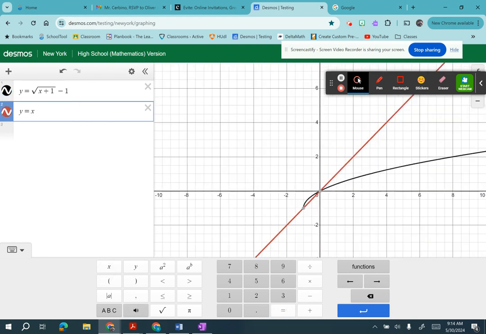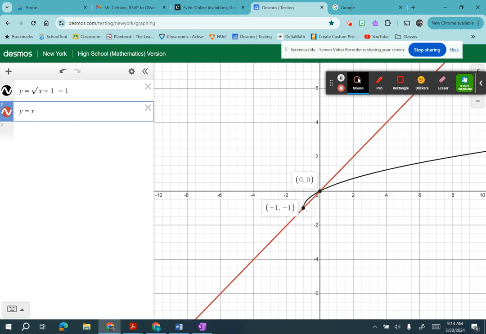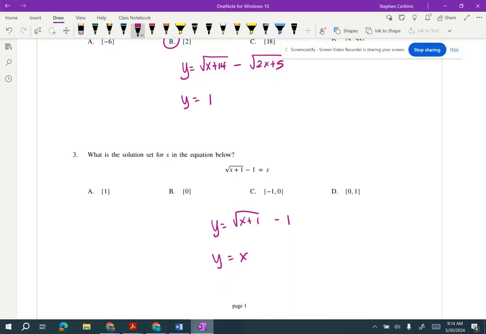Remember, the home button always brings you back to the normal view. You'll see 2 gray points. So those are the 2 intersections. Both happen at the x values of 0 and -1. So we have 0 and -1 as my answers.